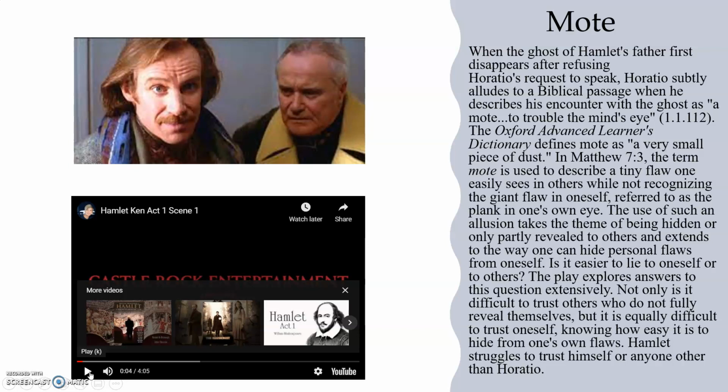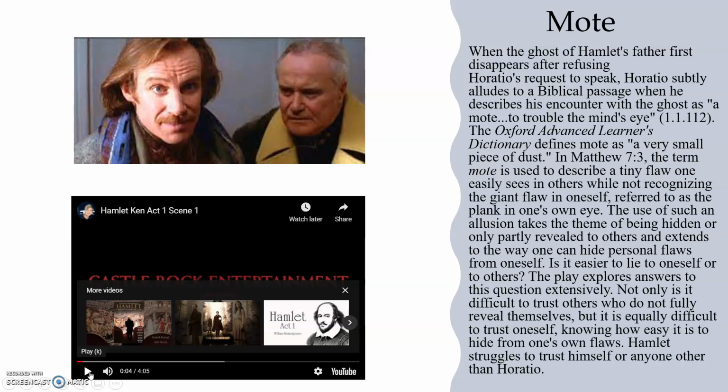Then I'm going to cite the Oxford Advanced Learners Dictionary, which is just an online dictionary. You should italicize the title of the dictionary, whether it's an online dictionary or an actual book. The Oxford Advanced Learners Dictionary defines mote as a very small piece of dust.